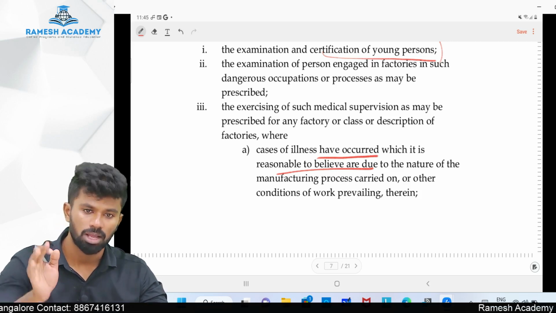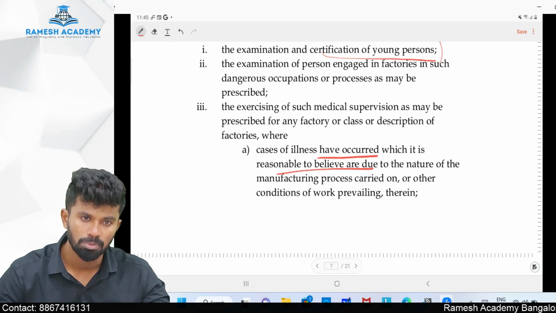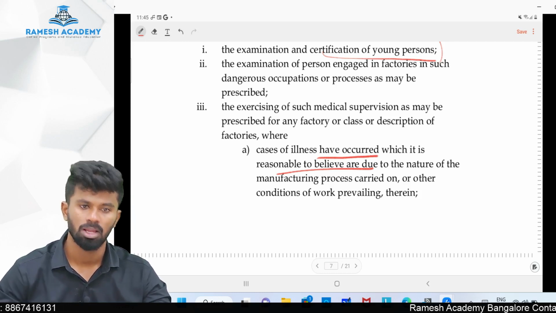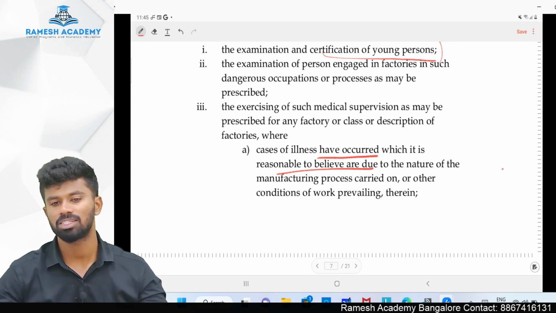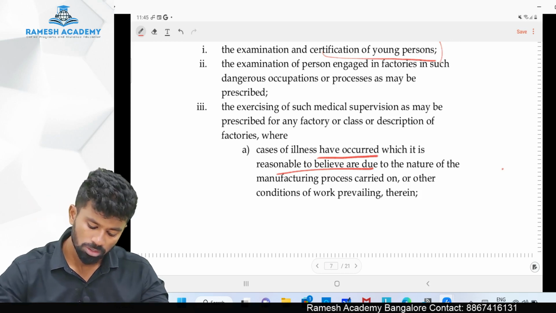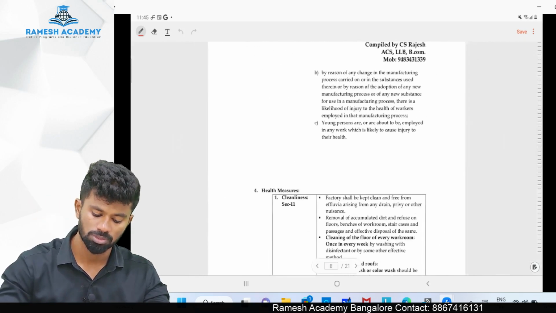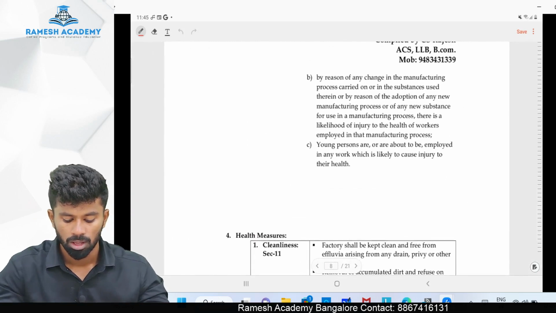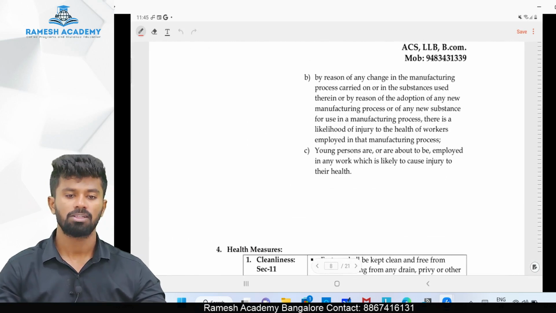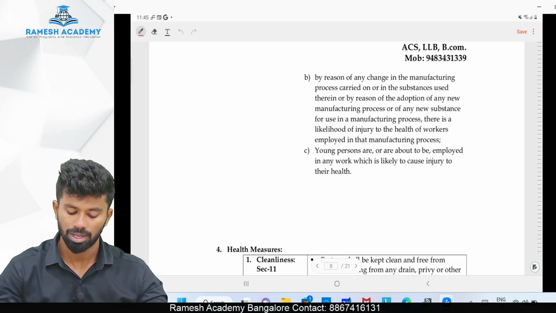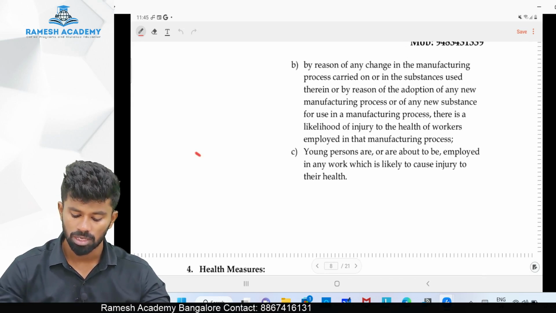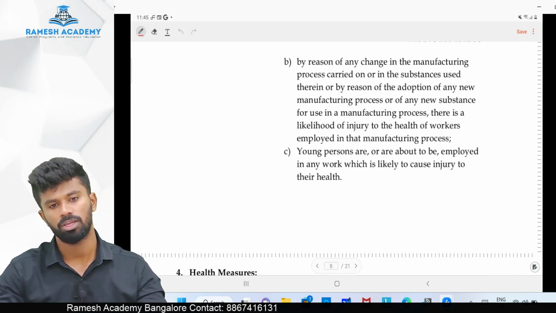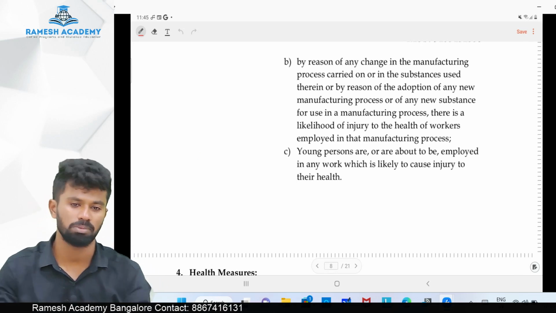So they do examination of young persons, examination of persons engaged in the factories, and they also carry out medical supervision of the alleged illness of the employees. These are the provisions with respect to certified surgeon. By reason of any change in the manufacturing process carried out, or if young persons are about to be employed in any work which is likely to cause injury to their health, they can inspect these kinds of premises.